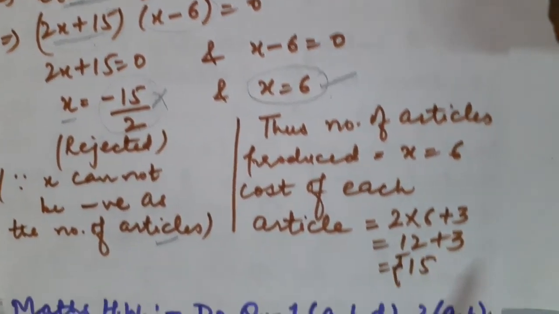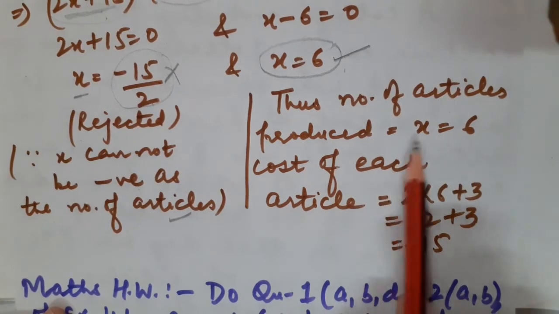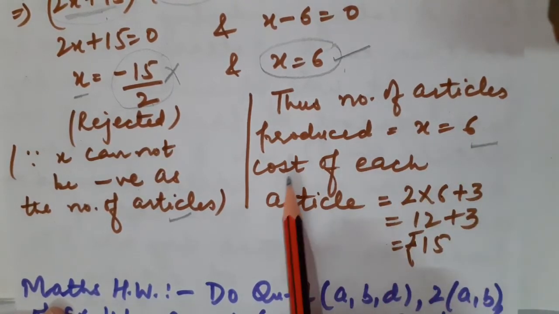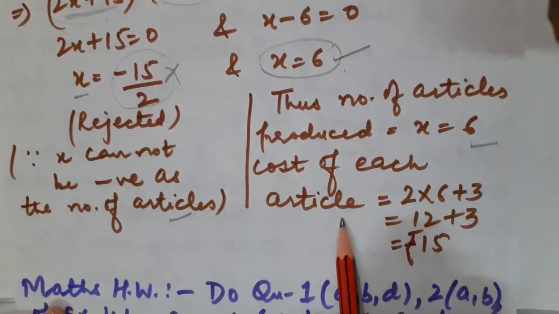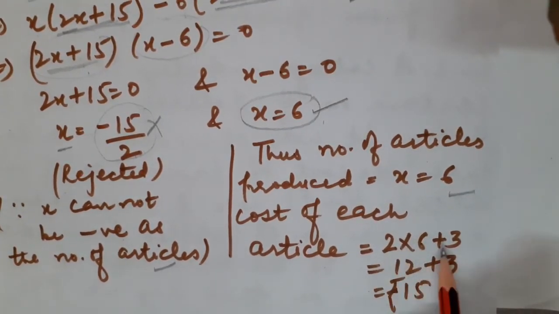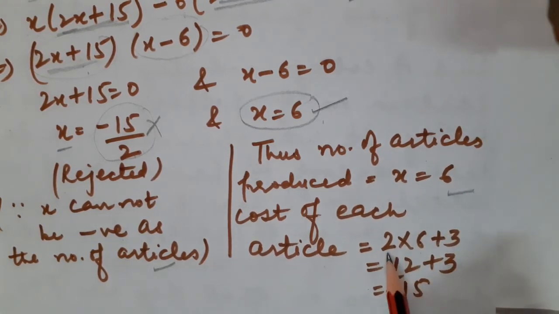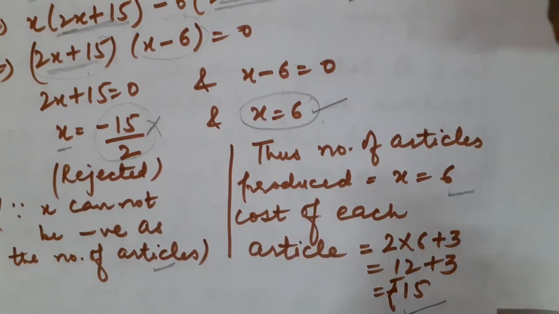Correct, children? Okay. Now, thus the number of articles produced, that is x is equal to 6. We have to tell the cost of each article also. So what is the cost of each article? That is 2x plus 3. So in place of x I am putting 6. 2 into 6 plus 3, that is 12 plus 3 is equal to rupees 15. So that's it for the day.